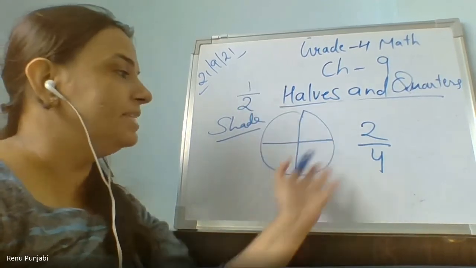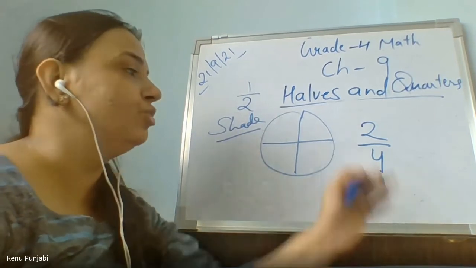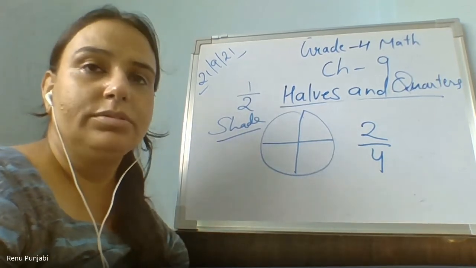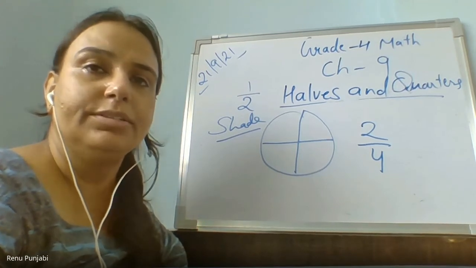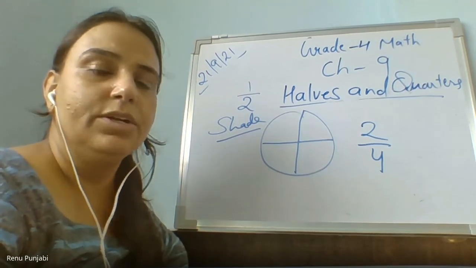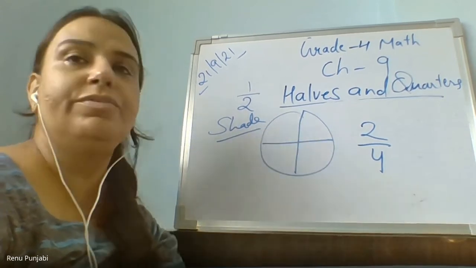Okay. There is a pizza. You did the 4 equal parts. And you gave Rishik 2 upon 4. So how much part have you given to Rishik? 2 upon 4. So out of this, how many parts have you given to Rishik?